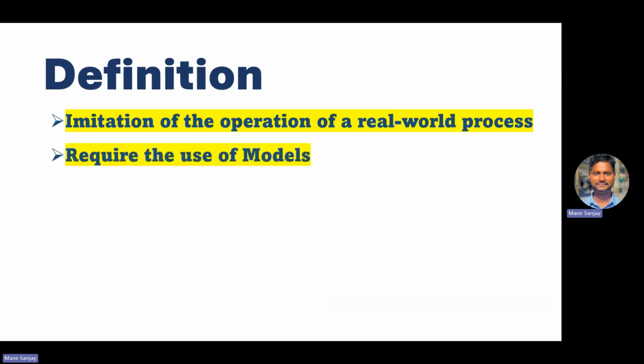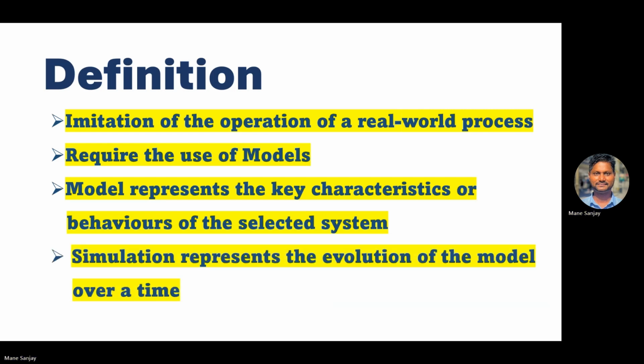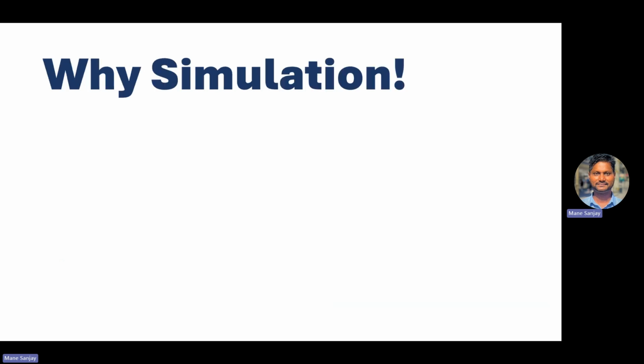So simulation requires the use of a model, and the model represents the key characteristics of that system. It requires a mathematical model, and that mathematical model represents the key characteristics or the key behavior of that selected system. So simulation represents the evolution of the model over time. As I explained, we have to see the performance of that system over time. This is the definition of simulation.